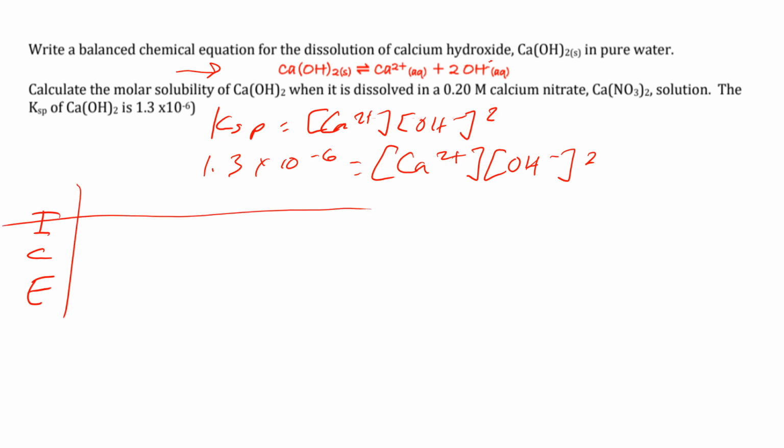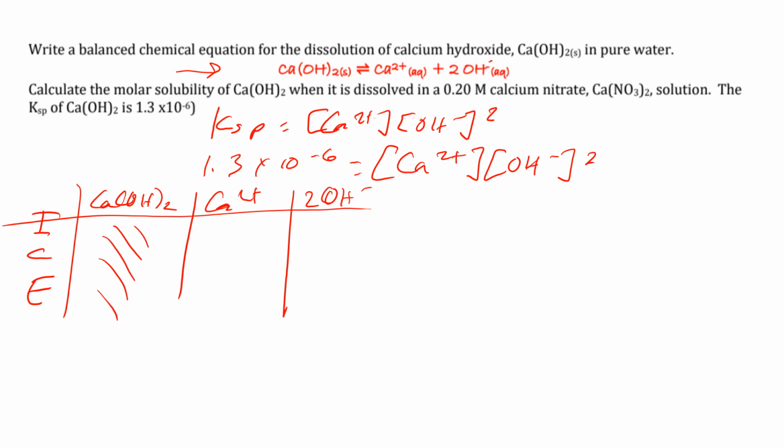So calcium hydroxide is negligible according to this because it's all solid, so it doesn't matter. So we have Ca2 plus and 2 OH minus. So pay attention to what it's dissolved in because that will tell you what is the concentration.